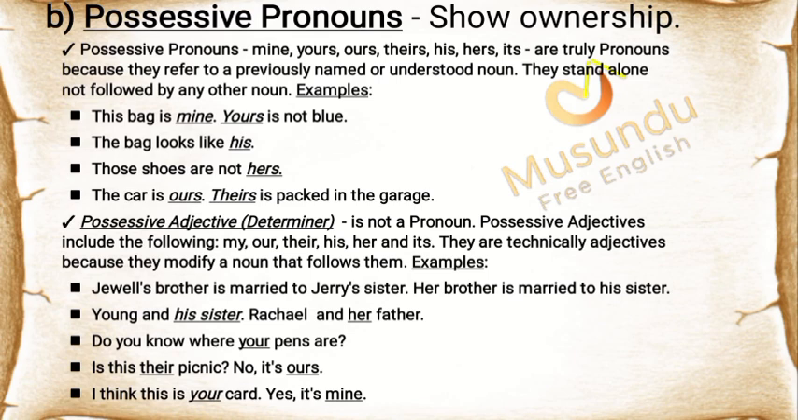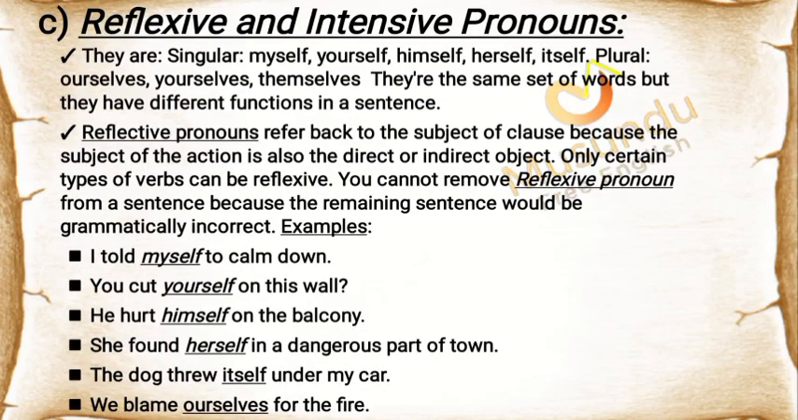Examples: Jules' brother is married to Jerry's sister. Her brother is married to his sister. Young and his sister. Rachel and her father. Do you know where your pens are? Is this their picnic? No, it's ours. I think this is your card. Yes, it's mine.